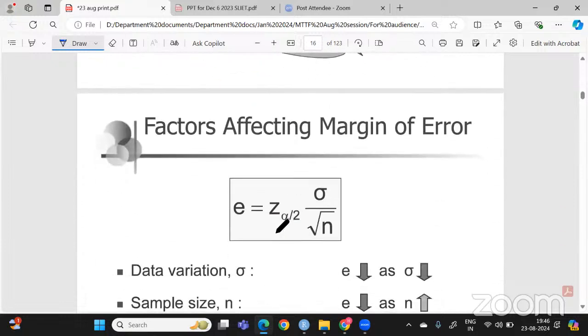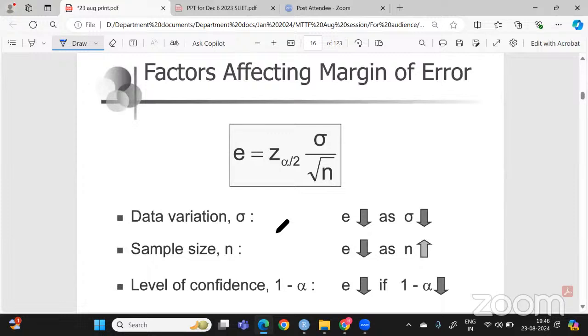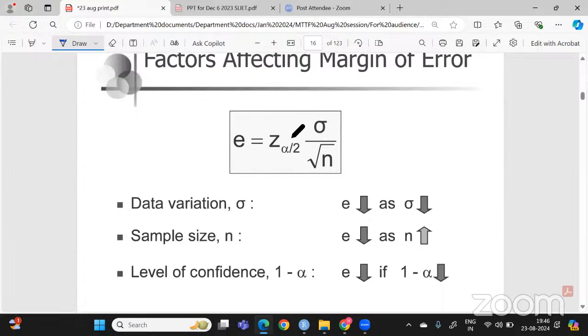Okay, so what are the factors that affect the margin of error? You can easily see the margin of error depends on this expression: Z alpha by 2, sigma, and the square root of n. When sigma increases or decreases, your margin of error increases or decreases simultaneously. When your sample size increases, your margin of error decreases. Obviously, when the denominator value is increasing, it reduces the margin of error. When your confidence level decreases, your margin of error also decreases. The reason is, as we have already discussed, for the 90% confidence interval the Z alpha by 2 value was 1.645. For 99%, it was 2.58. So when you multiply with the lower critical value, 1.645, the error term will automatically be reduced. Okay.